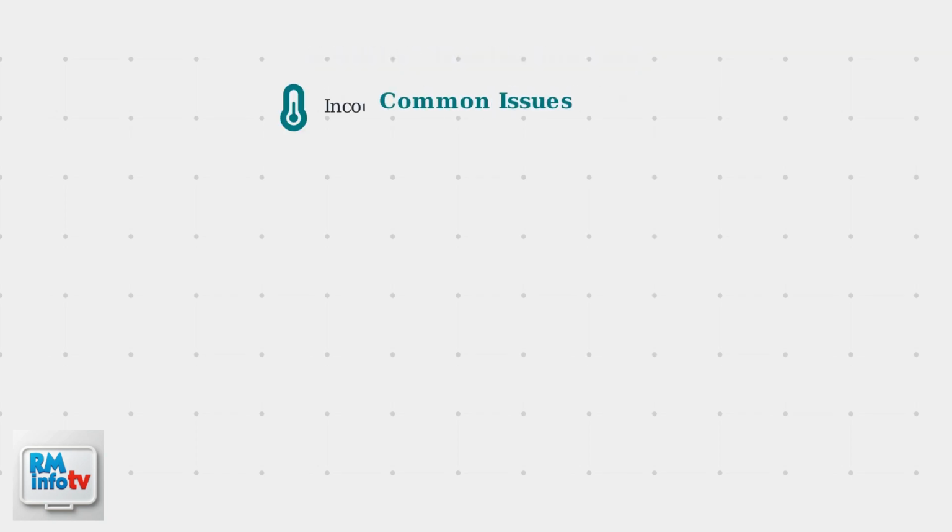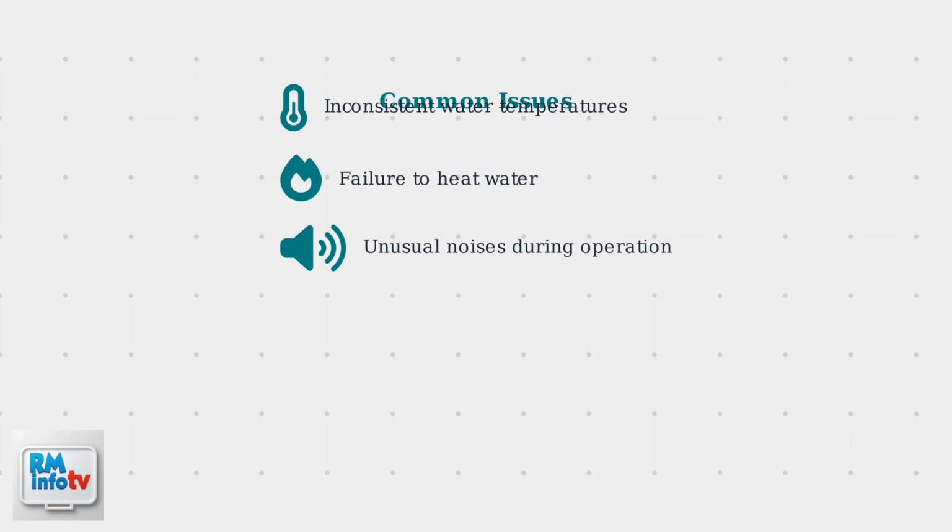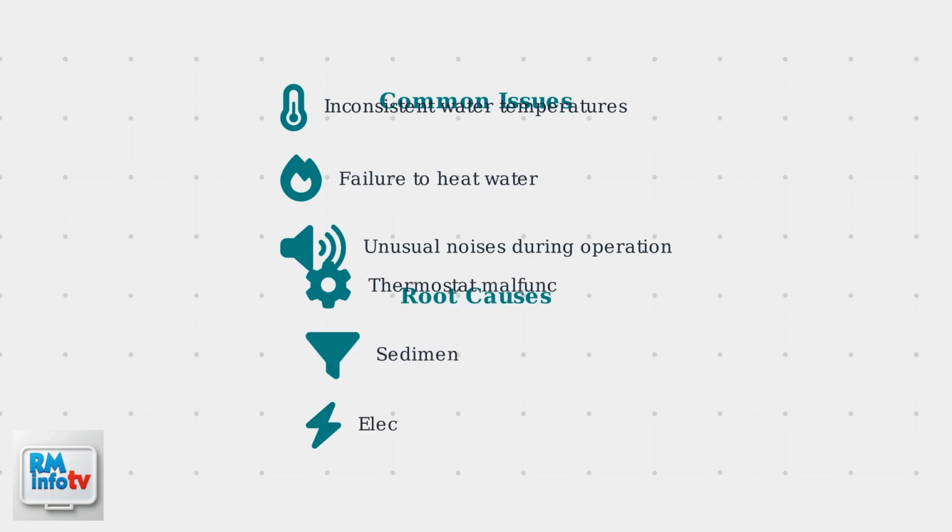The Girard GSWH-2 Tankless water heater commonly experiences several troubleshooting issues that can be systematically diagnosed and resolved. The three most common issues are inconsistent water temperatures, complete failure to heat water, and unusual noises during operation. These issues typically stem from three root causes: thermostat malfunctions, sediment buildup in the system, and electrical connection problems.